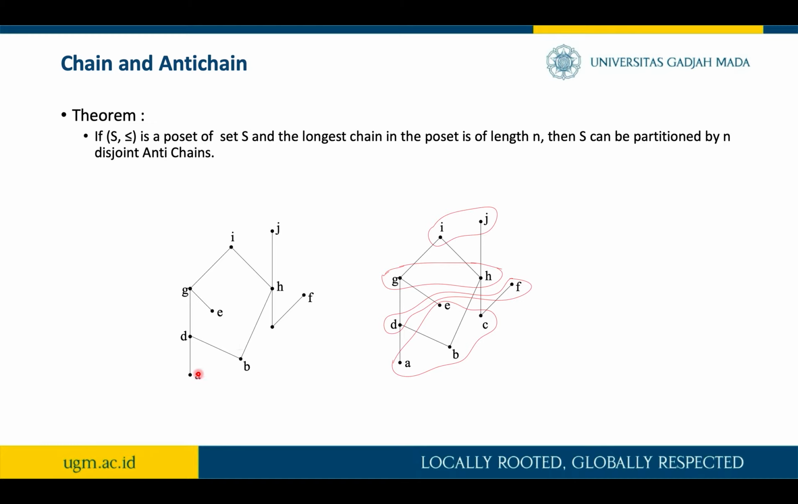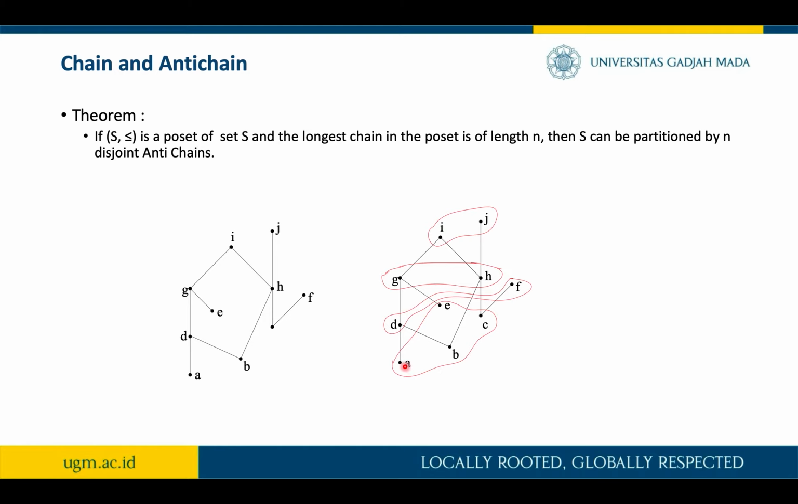chain here is 4, I think. 1, 2, 3, 4. The longest one is this one, or this one is also the same. It should be A here. So we can partition S here into 4 disjoint anti-chains. These are the 4 disjoint anti-chains.